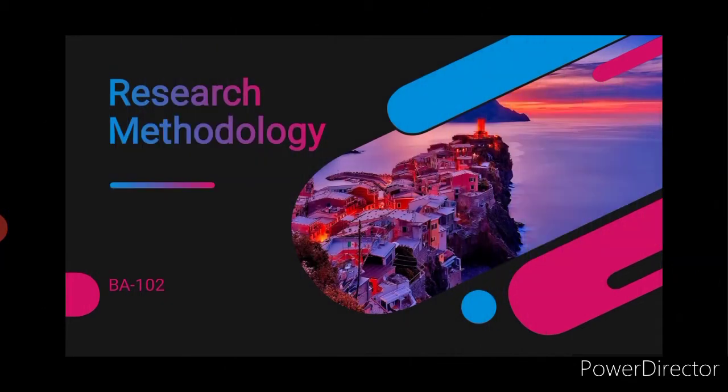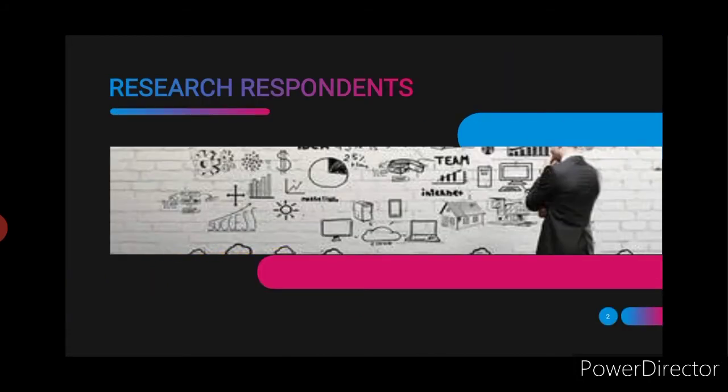Our group is assigned on the topic research methodology, which is module 4. In research methodology, there are six things to know about what we are going to use in research. My topic is all about research respondents. When we say research respondents, the first thing that comes to mind is, who are the people? Who are the respondents?